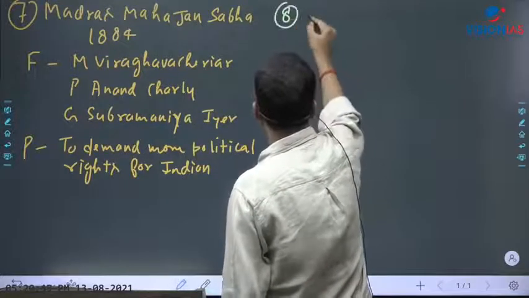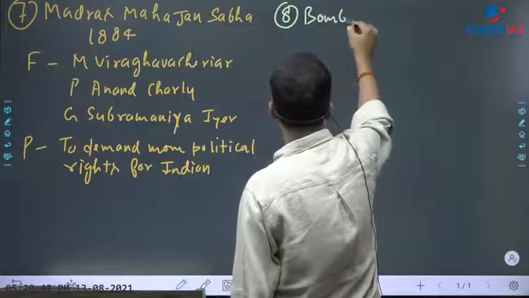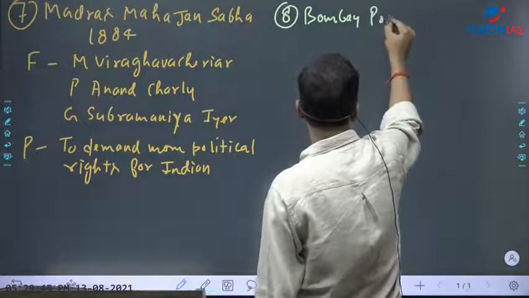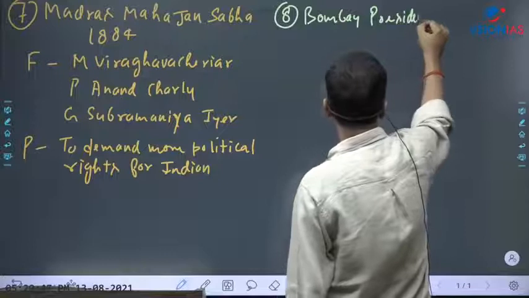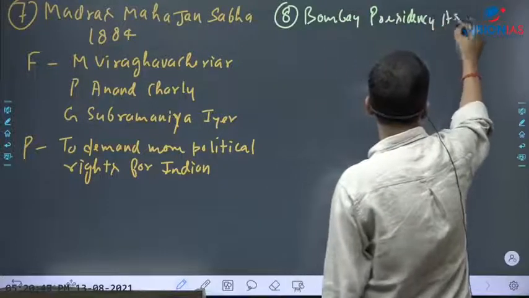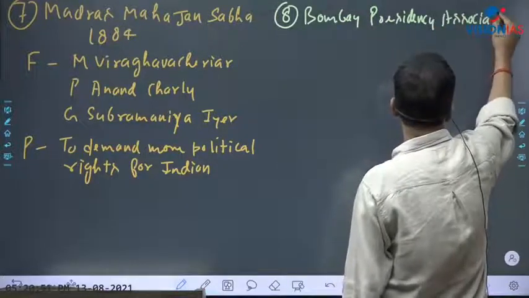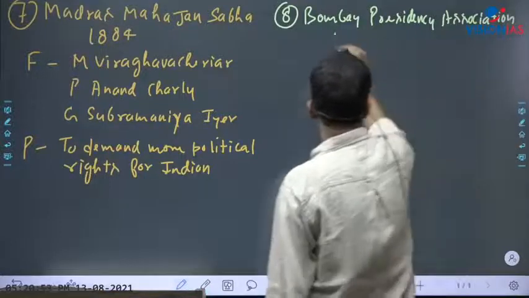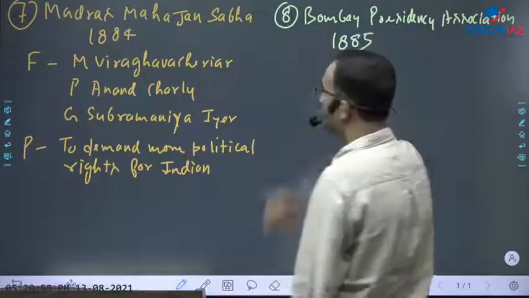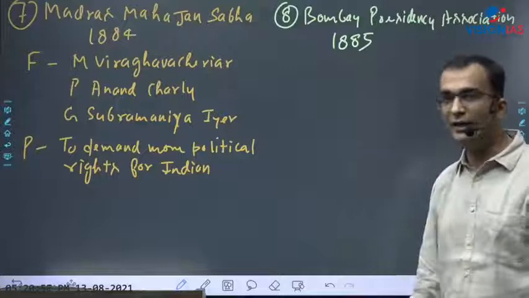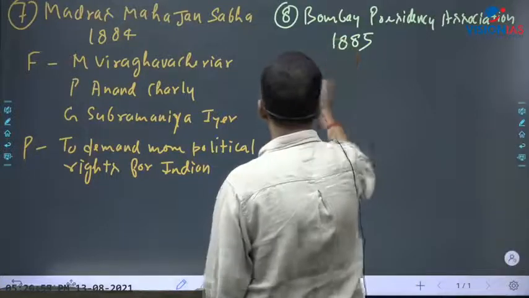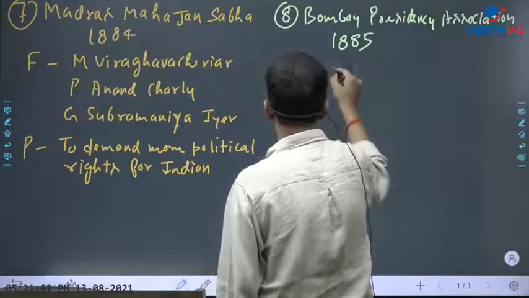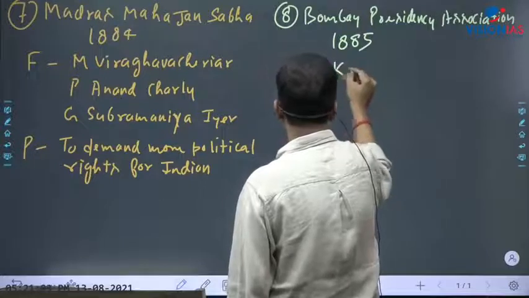Eighth, Bombay Presidency Association. Bombay Presidency Association of 1885. So this is the last organization. So of 1885, then founders. So K.T. Telang.